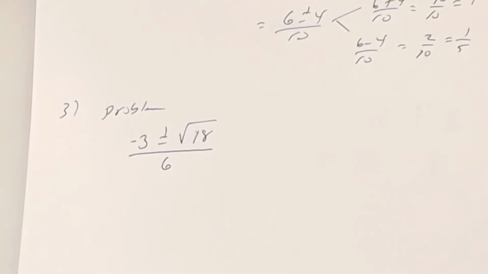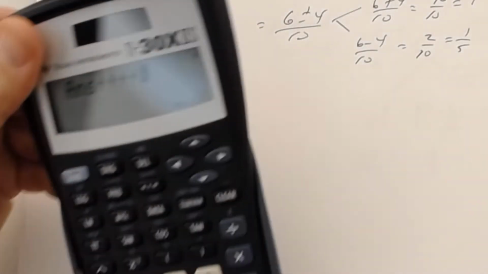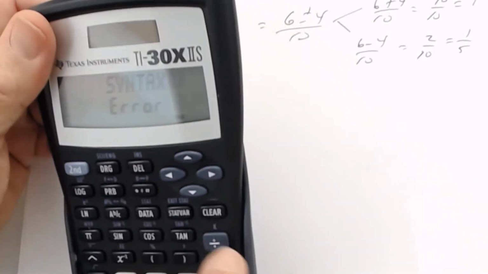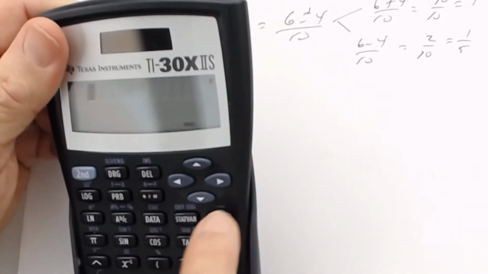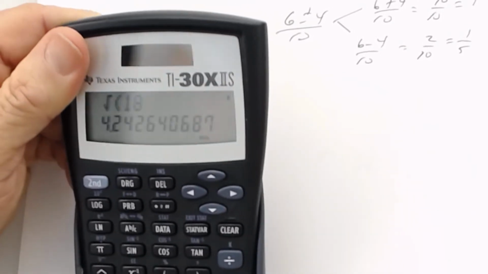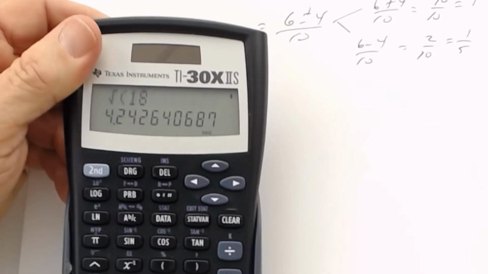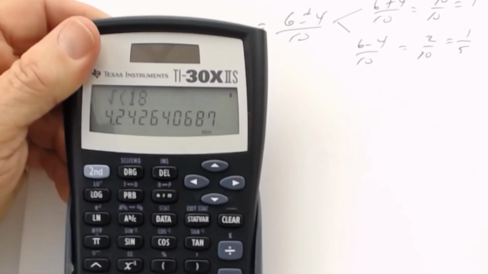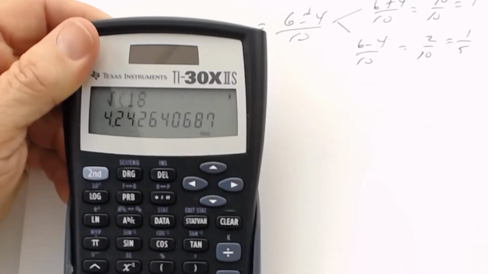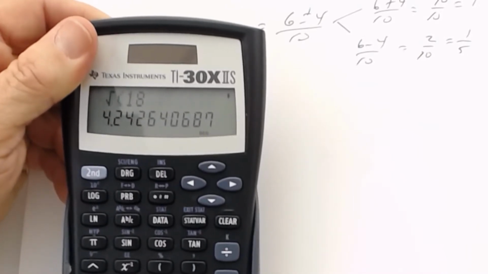Now, is this rational or irrational? It's irrational because 18 is not a perfect square. In fact, if you put square root of 18 in your calculator, oops, I got a syntax error. Let me do it again. Square root of 18, you get this. That's not a whole number. So that means that the square root of 18 is an irrational number. There's no way you can write it as a rational number.